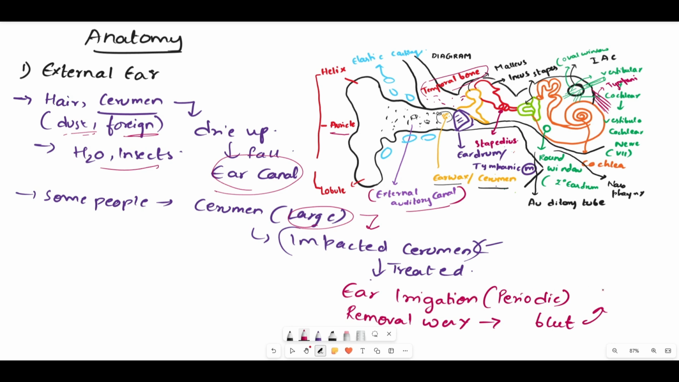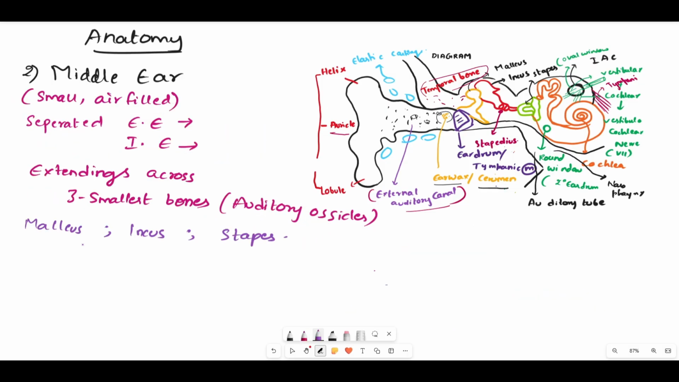This can also be removed by removal of wax through a blunt instrument, but this is performed only by a trained professional. So that is about the complete external ear. Coming back to the second part, which is the middle ear. This area we will be calling the middle ear.